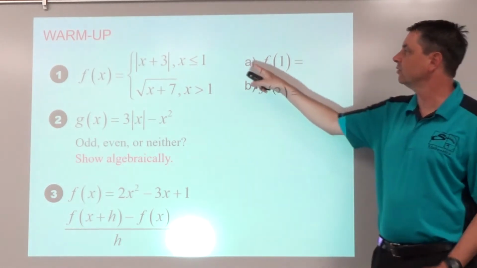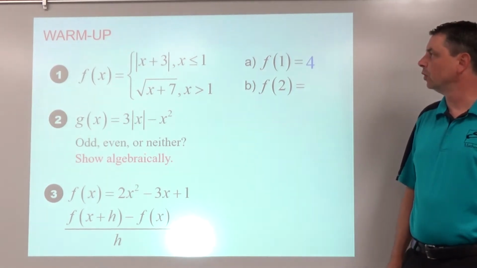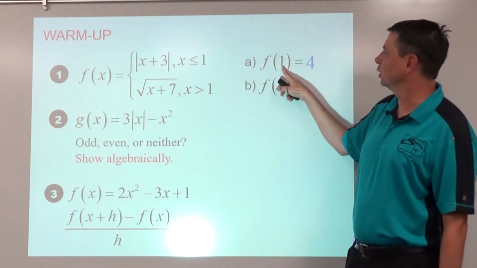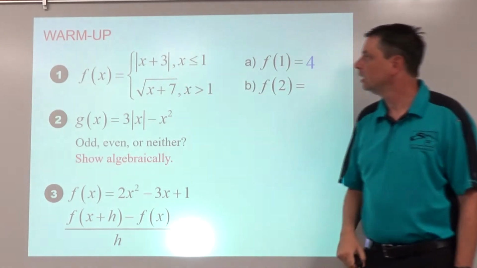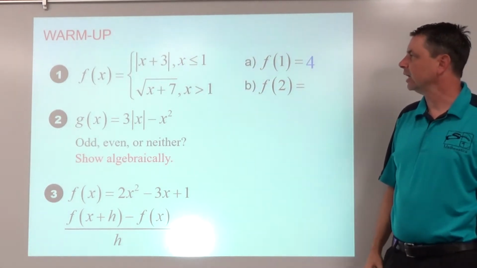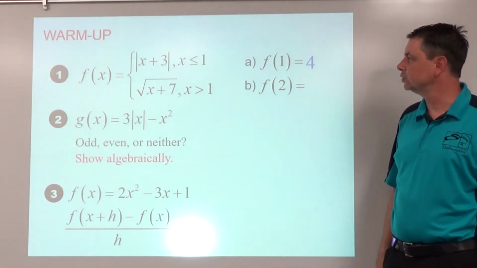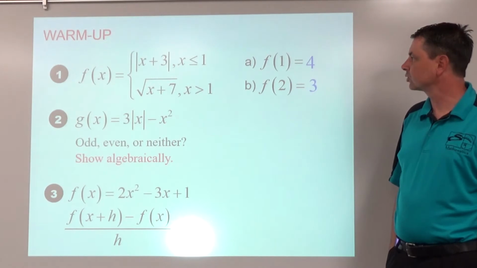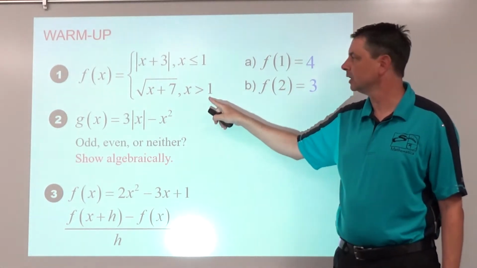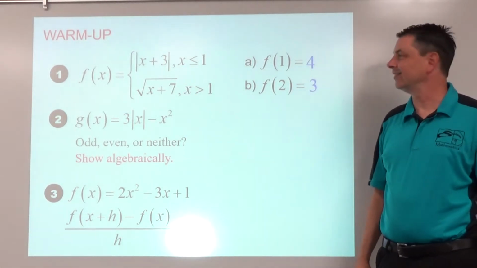All right, what we should get for part A is that f of 1 is 4, because you're using the top part of the definition. Since the input 1 is less than or equal to 1, we can substitute in that part of the definition of the function, and we get the absolute value of 4 is 4. Part B, f of 2 is 3, because 2, the input, fits this condition. So we substitute in there, and we get the square root of 9, and we get 3.